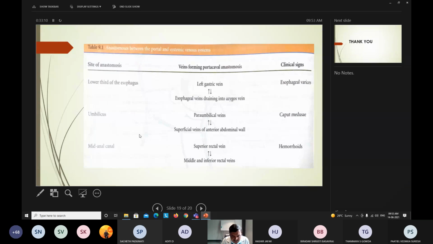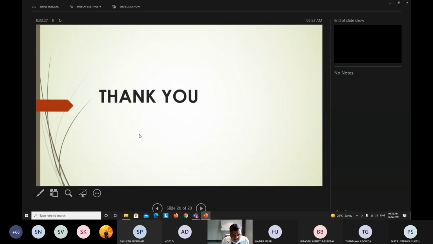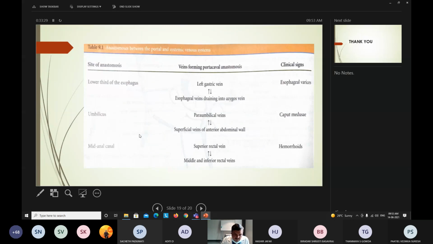At the umbilicus, the paraumbilical vein anastomoses with superficial veins of the anterior abdominal wall. That is called caput medusae. At the lower and mid anal canal, the superior rectal vein anastomoses with the mid and inferior rectal veins. The clinical condition is called hemorrhoids. So these are the sites along with the clinical importance of portocaval anastomosis. Portocaval anastomosis is nothing but anastomosis between the systemic venous and portal venous systems.